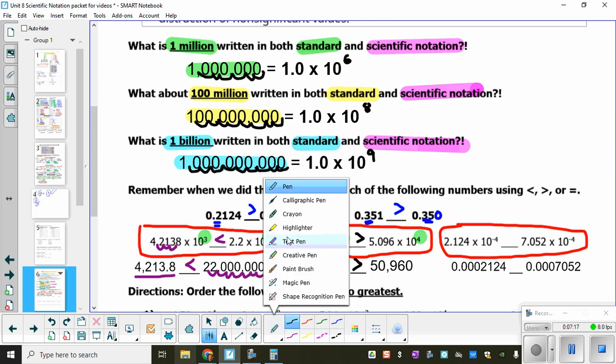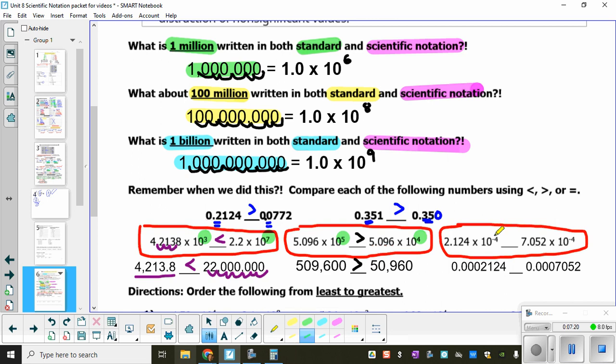Now for the last one, you guys can kind of see here with the note taking. Now I'm setting us up for an example where, okay, here there's a tie. And if the -4 and the -4 show up on both of them, you might be tempted to put an equal sign there. But let's look. On this side, we have a 2.124. And on this side, it's a 7.052. Now notice what they both have in common. We can see here the 4 zeros, -4. The 4 zeros here, -4. So up until then, they're tied.